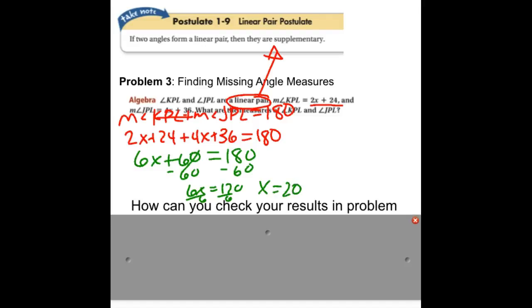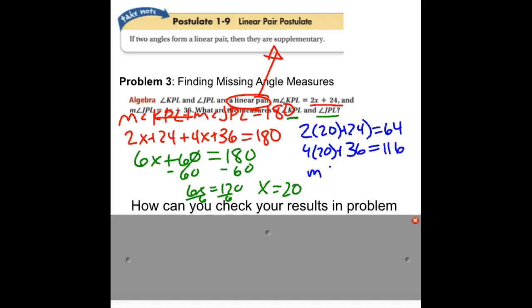Now this is geometry, not algebra, so you found x, great, but that's not the answer to our problem. The question is, what are the measures of KPL and JPL? So we want to take that 20 and plug it in for both of them. 2 times 20 plus 24. That's going to give us 40 plus 24, which is 64. We're going to plug it into JPL as well. 4 times 20 plus 36. 4 times 20 is 80. 80 plus 36 is 116.